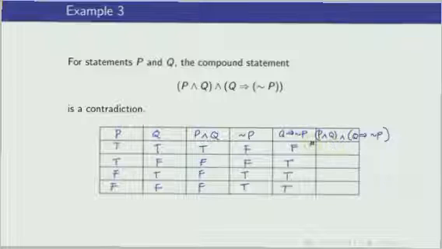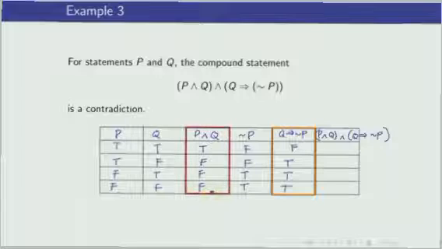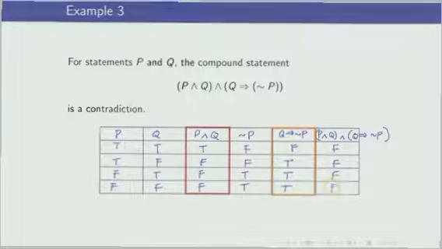Next, we now consider the column Q implies not P and Q. So take note that it can never happen that both of them are true. Since this is and, it is always false.